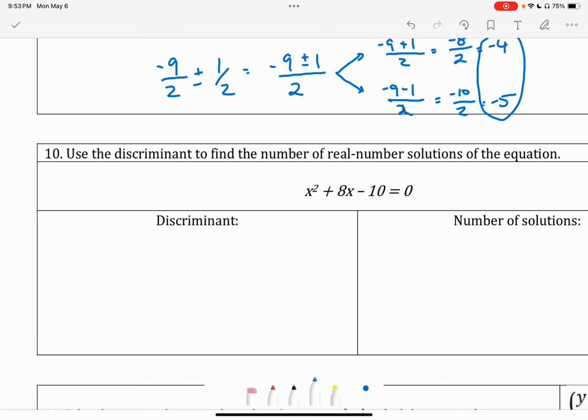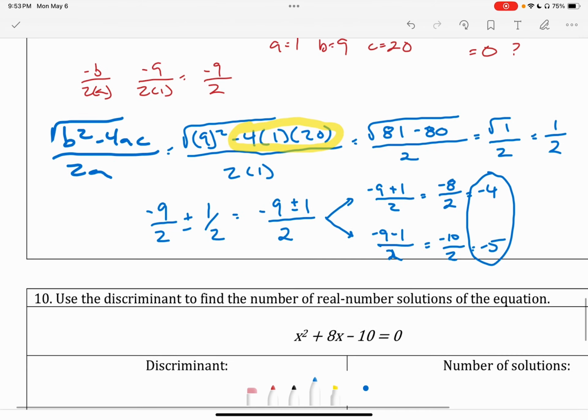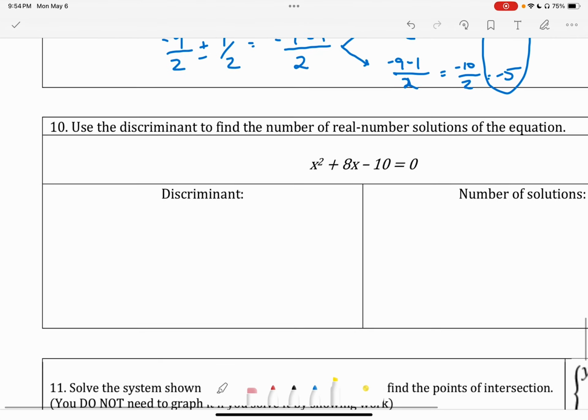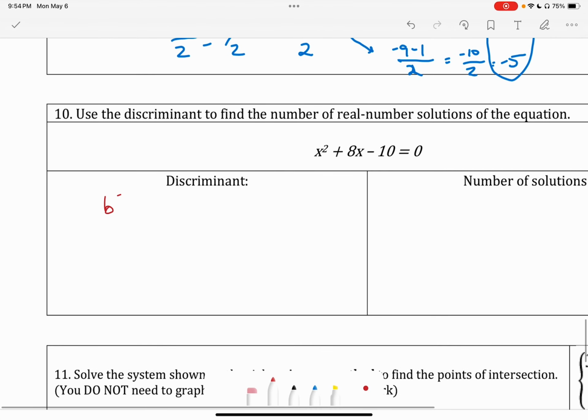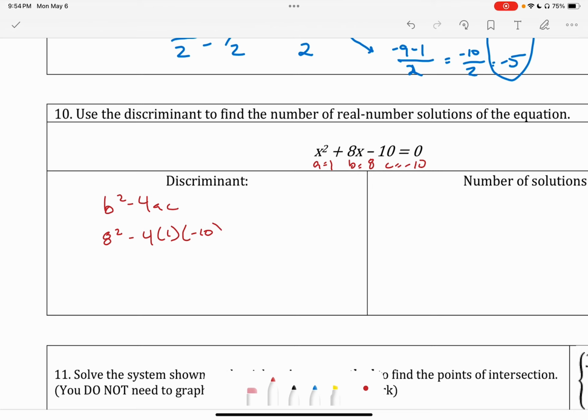Now, question 10 says use the discriminant to find the number of solutions. Going back to this question, this part right here is the discriminant. So it's just simply that b squared minus 4ac. So our a value is 1, our b value is 8, our c value is negative 10. So we're going to do b squared, or 8 squared, minus 4 times a times c, which is negative 10.